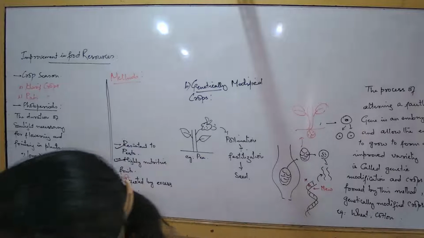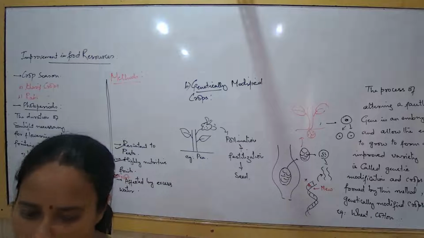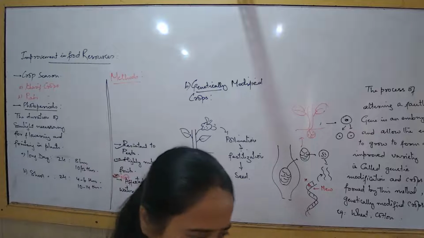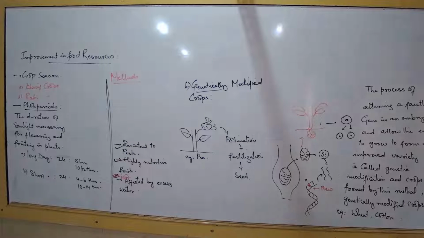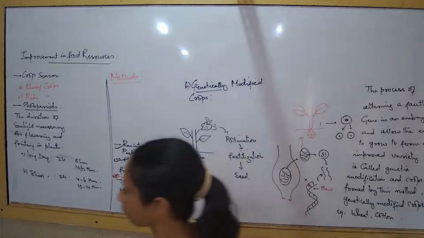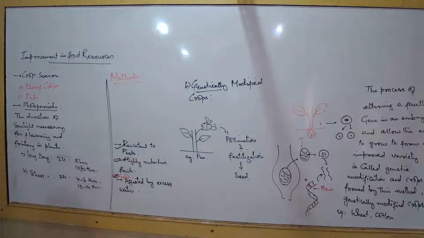Take down the next question. Write two differences between hybridization and genetic modification methods. Make a table. Make a table fast.